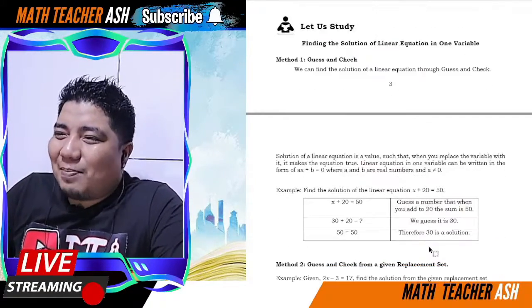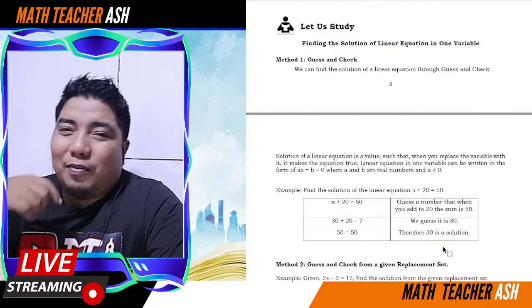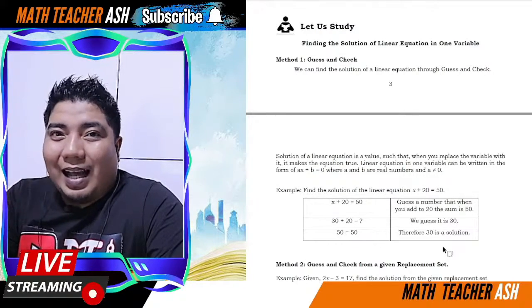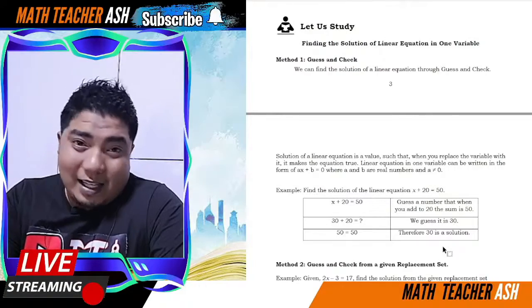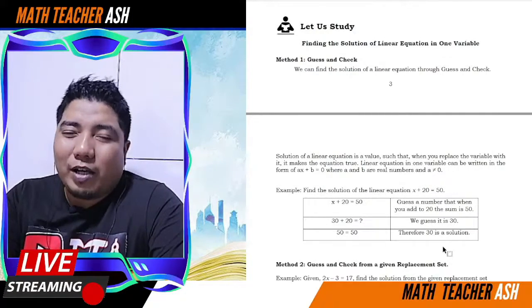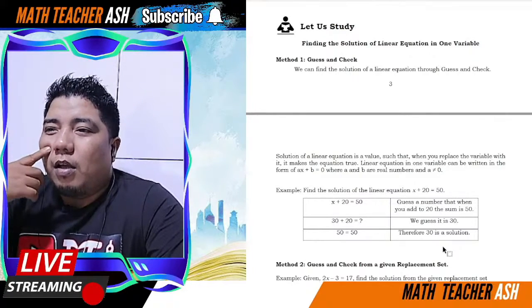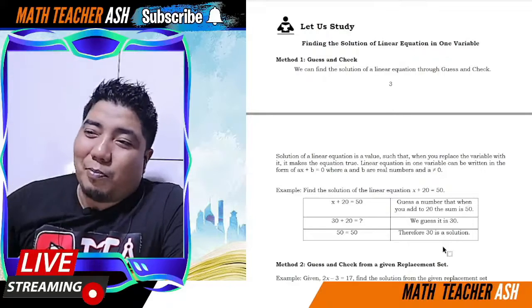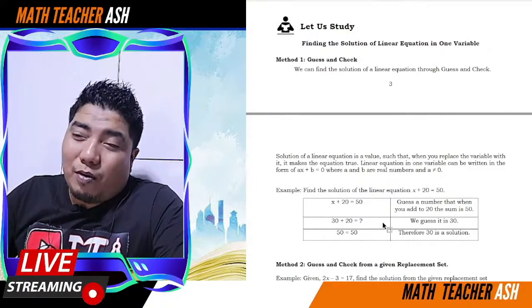Okay, so an example of that is this one. X plus 20 is equal to 50. Now you guess what should be added to 20 in order to become 50. If this is the case, then it is very easy, right? What would you add to 20 to make 50? Of course, you can say, sir, positive 30. Okay, that works. So, you have 30 plus 20 is equal to 50.